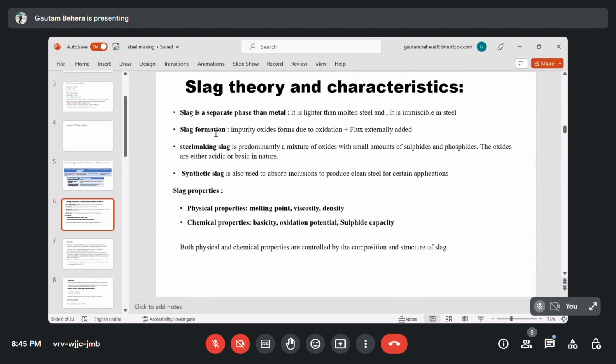Actually, we are blowing oxygen into the hot metal and it is generating oxides, compounds, and also generating some sulfides. Fine. So those oxides and sulfides react with the flux, which we are externally adding into the process. So that will give rise to formation of slag. Right. Then steel making slag. The definition of steel making slag is predominantly a mixture of oxides, and a small amount of sulfides and phosphides. And already I talked about some oxides are acidic and some oxides are basic and some oxides are amphoteric in nature.